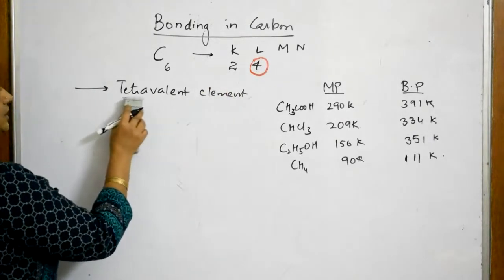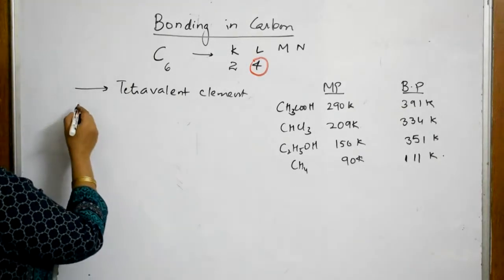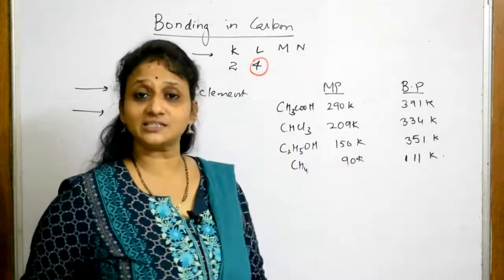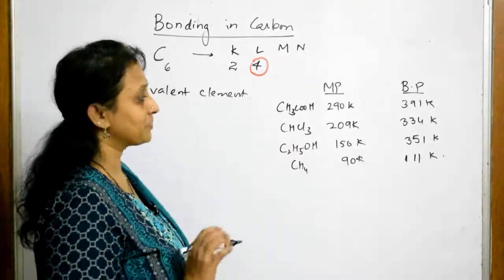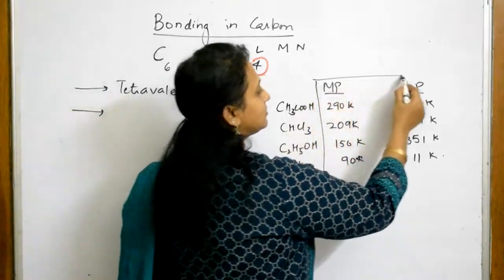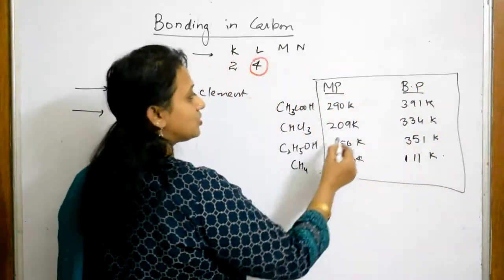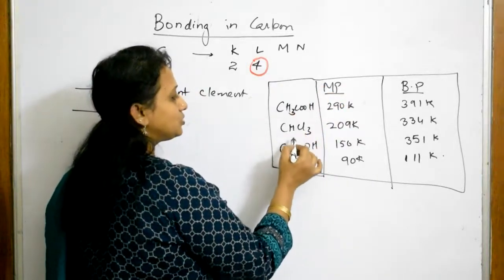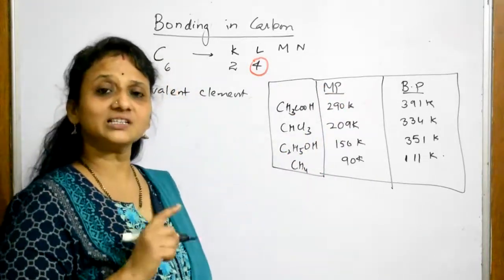Done. This is okay. Now, in bonding, when I see this data, as I said, this data is there in your NCERT textbook also. Just see. So here, what are you seeing? They have given me the values of melting point and boiling point. They have picked up 4 examples. What is the table teaching us?